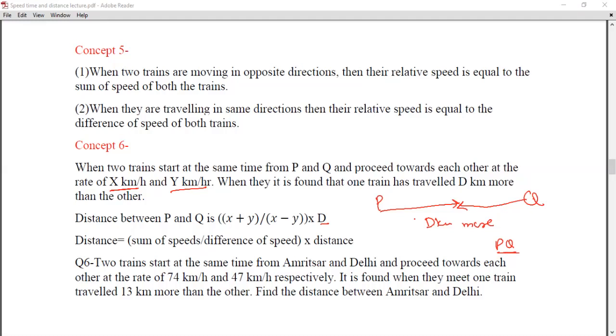multiplied by the distance, the extra distance that is given in the question. Based on this, we have a question: two trains start at the same time from Amritsar and Delhi and proceed towards each other at the rate of 74 km per hour and 47 km per hour respectively. It is found that when they meet, one train has traveled 13 km more than the other. Find the distance between Amritsar and Delhi. Again, we are going to apply the same formula. So it will be (74 plus 47) over (74 minus 47) into D, and D is given as 13.